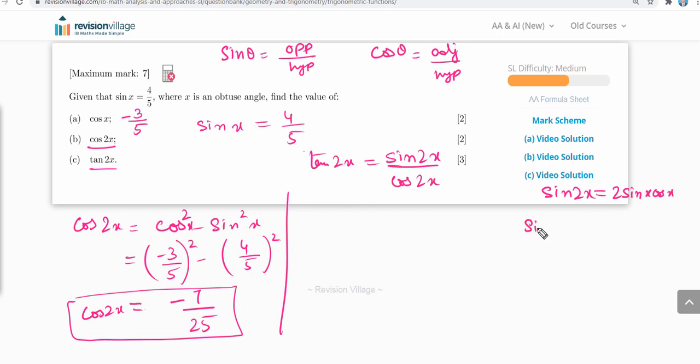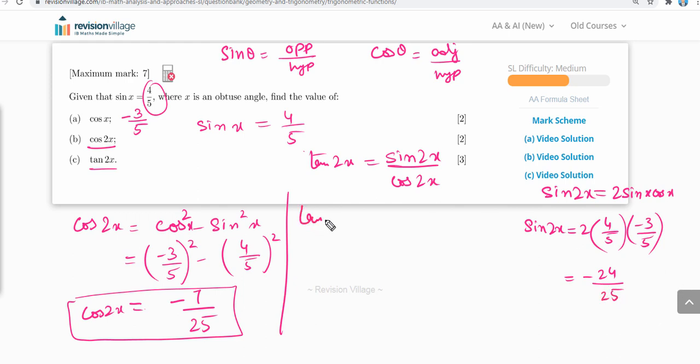So sine of 2x will be equal to 2 times, now sine x is 4 over 5 and cos x is -3 over 5. So sine of 2x will become 2 times 4, that is 8. 8 times minus 3, that is minus 24. And 5 times 5 is 25. So it's minus 24 over 25.